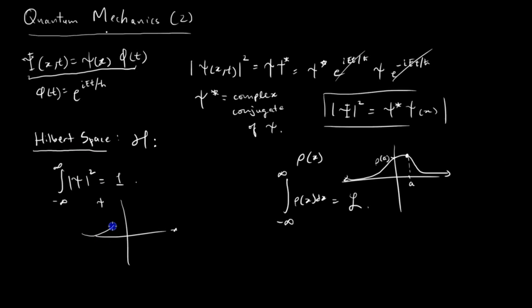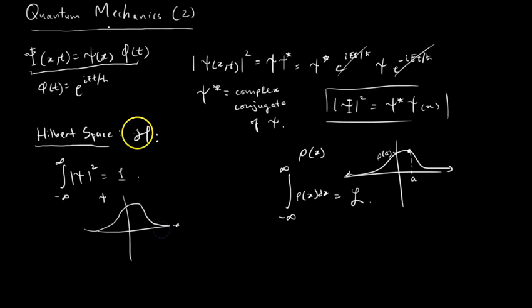So it also has a distribution like this, and distributions like this are called Gaussians.